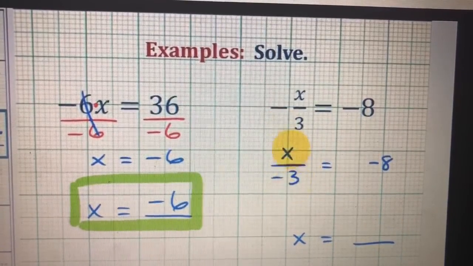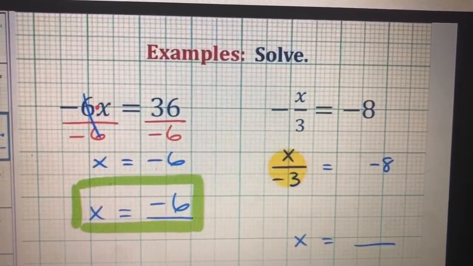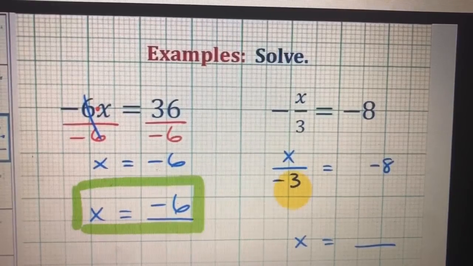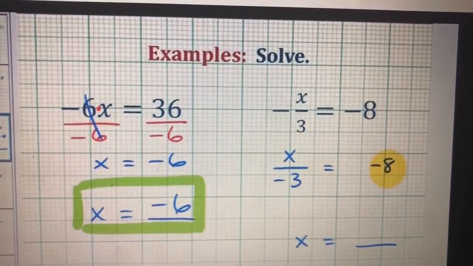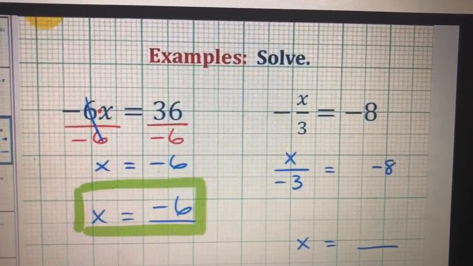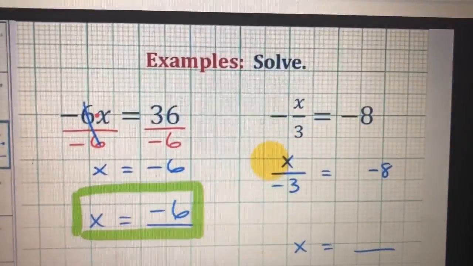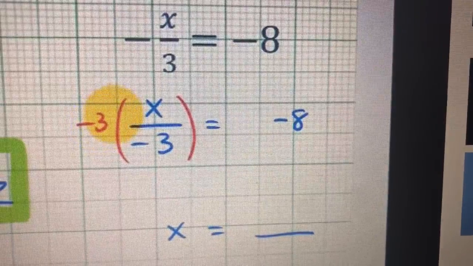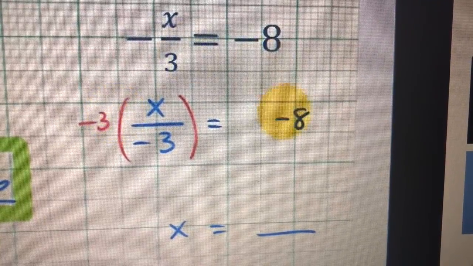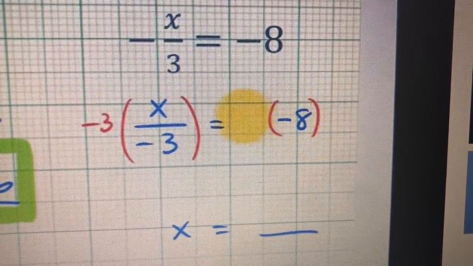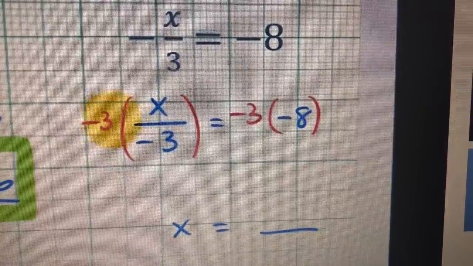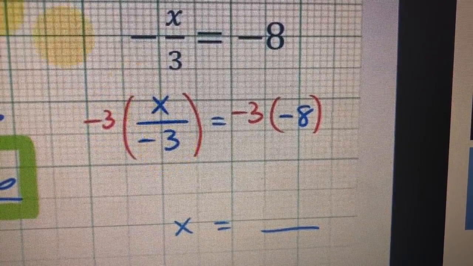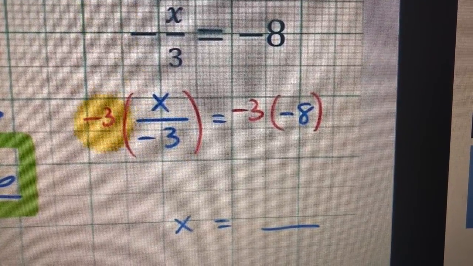So looking at the left side, we want to undo this division by -3 by performing the opposite operation to both sides of the equation. Well, the opposite of dividing by negative 3 would be to multiply by negative 3. So we can multiply the left side by negative 3 as long as we do the same to the right side. So multiplying by negative 3 and then dividing by negative 3 would simplify to 1.